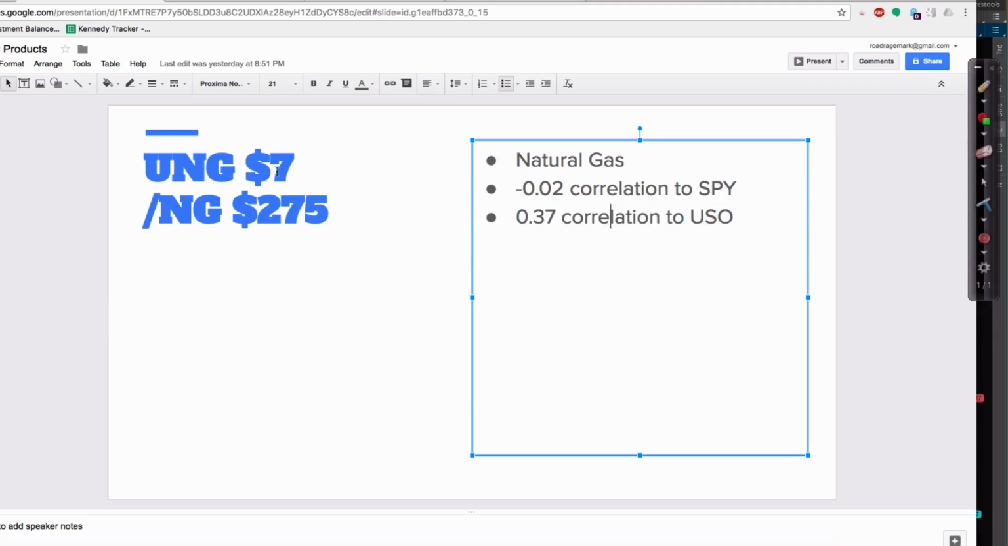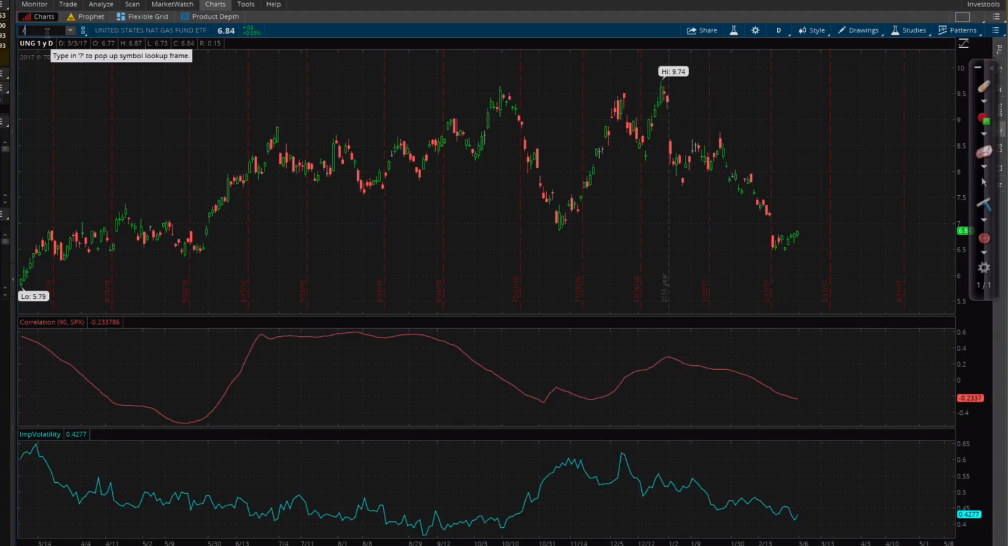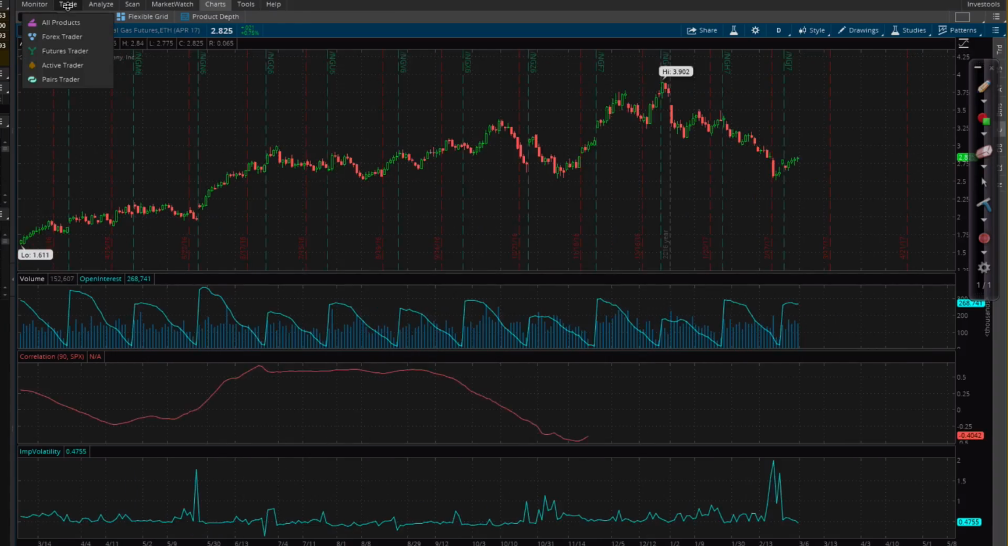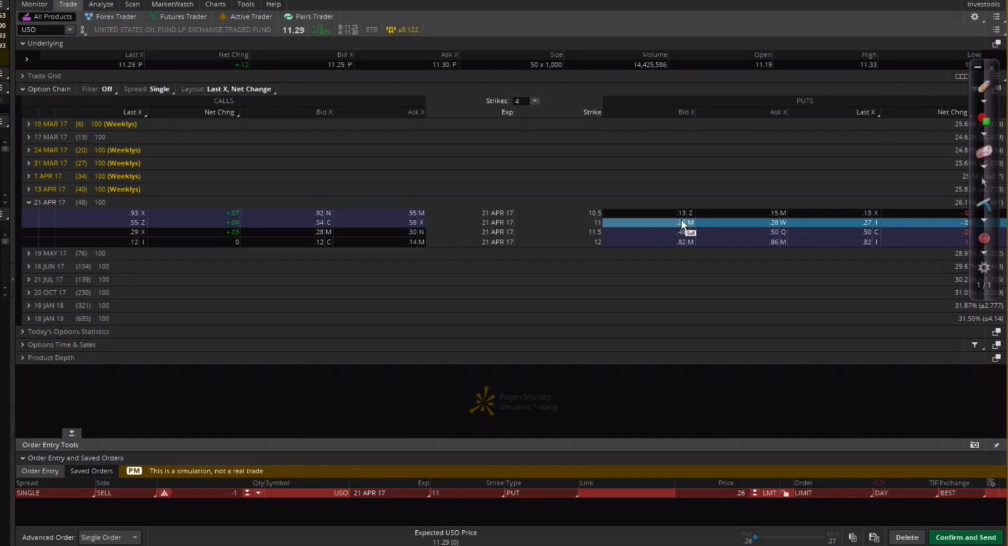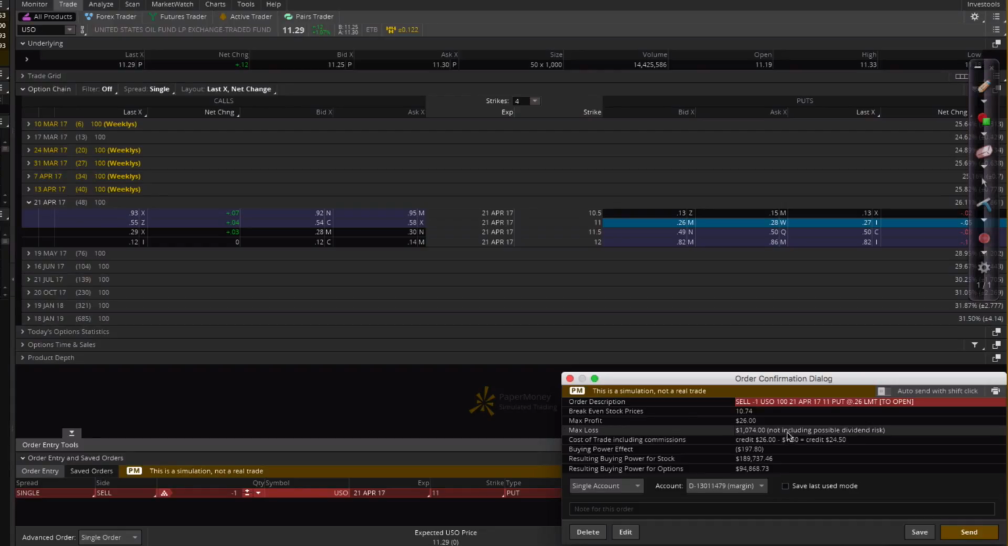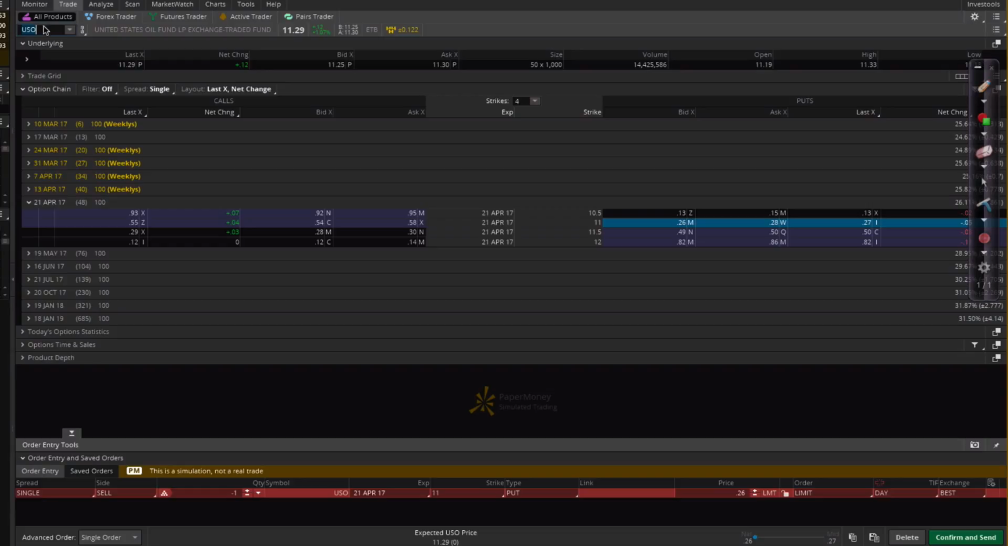Okay, so that's UNG. The future is /NG. And let's look at the at-the-money put in there, closest to 45 days. Look, it sells for 26 cents, but look what happens when I go confirm and send. Max loss, $1,000. Oh, I'm still in USO, you moron.